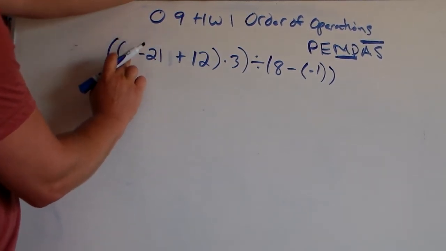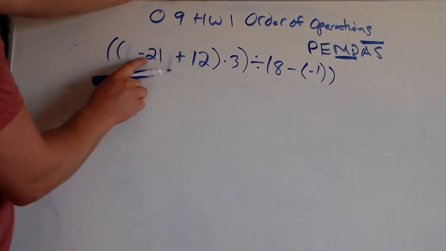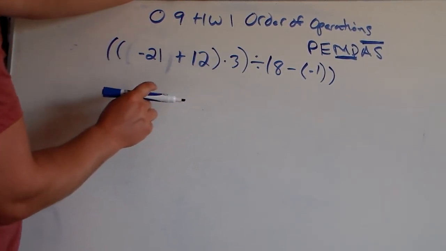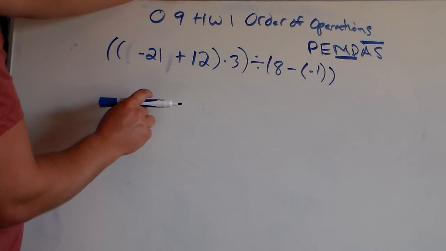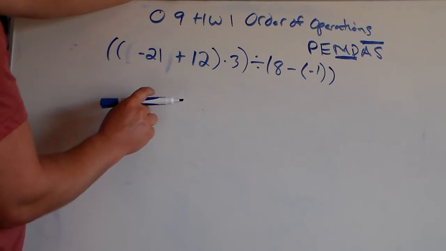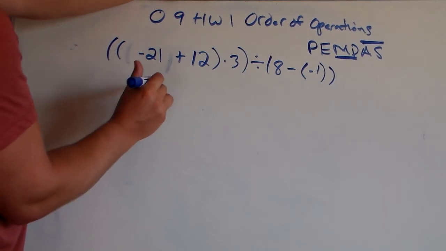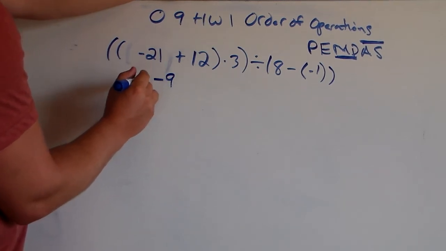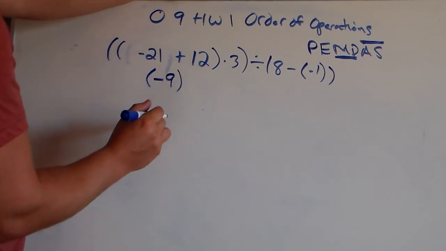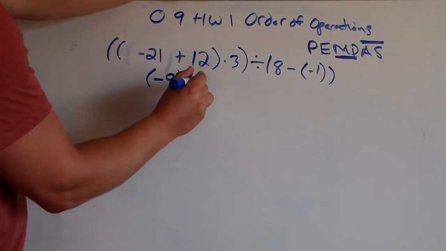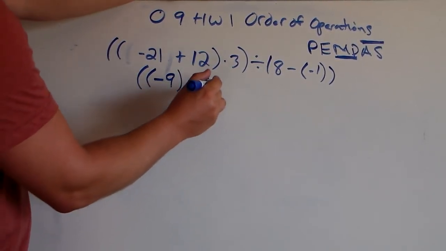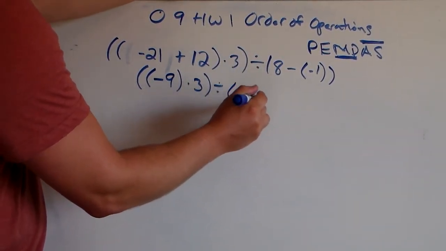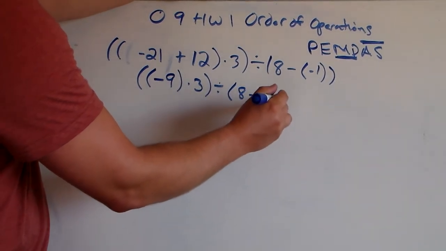So we get rid of those parentheses. Now we have negative 21 plus 12. Now negative 21 plus 12 gets you 9, or I'm sorry, negative 9. So we're going to simplify that negative 21 plus 12 to negative 9. Carry down to times 3. Carry down to division. Carry down the 8 minus the negative 1.